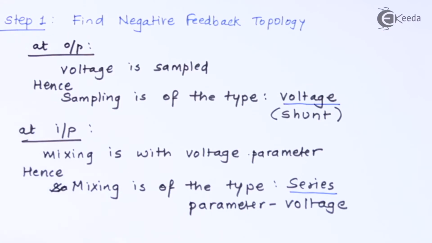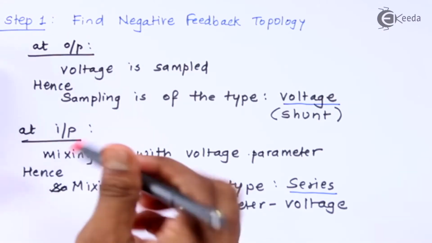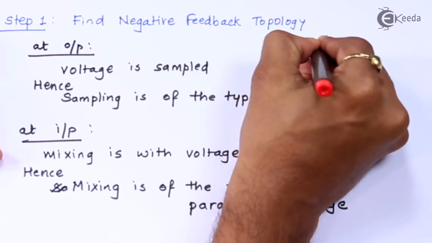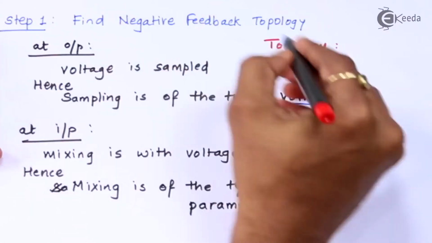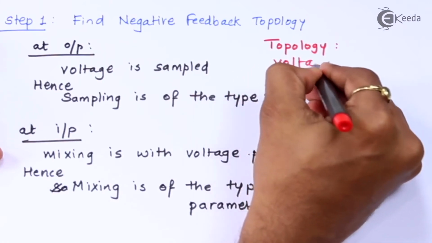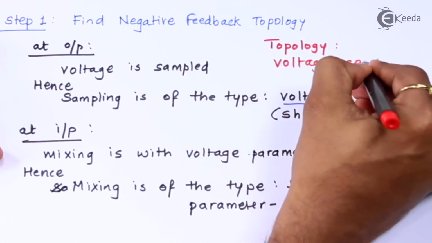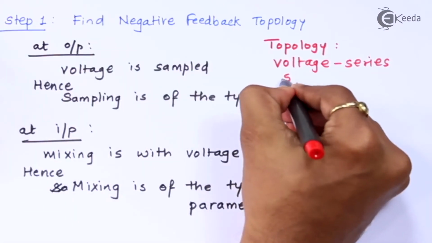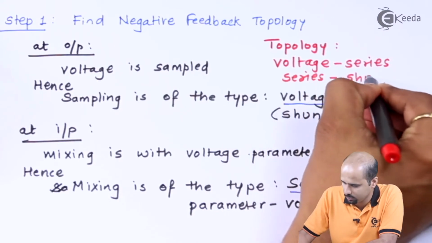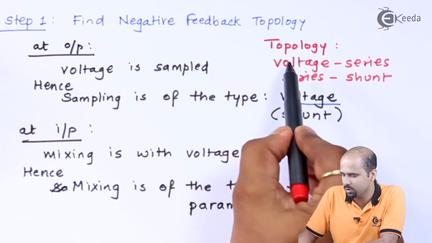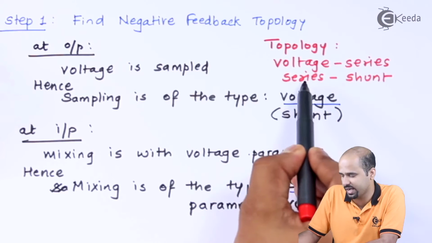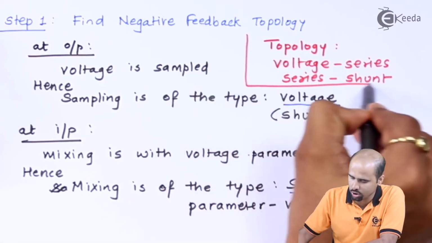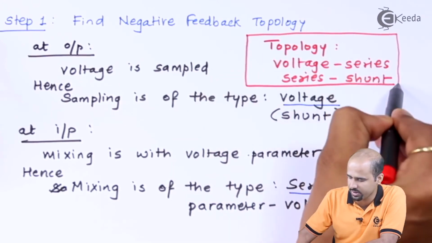So the conclusion of step number 1 is that the topology used is voltage series, or it is also called series shunt. In the first name, the order is sampling then mixing, and in the second name, mixing then sampling. This is our conclusion as far as the first step is concerned.